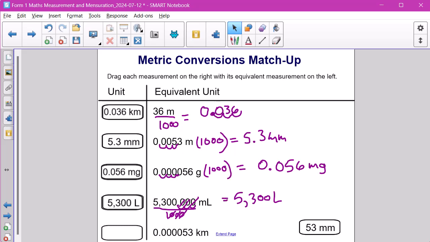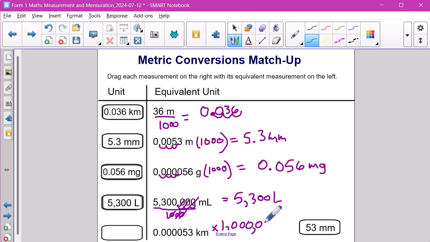And now our last one, we have this very small amount of kilometers and we're going to convert it to millimeters. Well, we have to multiply by not just 1,000, we have to actually multiply it by 1,000,000 because we're moving 6 steps down on that stairwell that we had. So we have 1,000,000 millimeters in a kilometer, so we can move the decimal point 6 units to the right. 1, 2, 3, 4, 5, 6. I'm sorry, that's 6 spaces to the right. So that's going to be 53 millimeters.